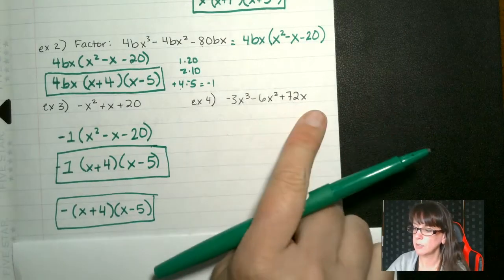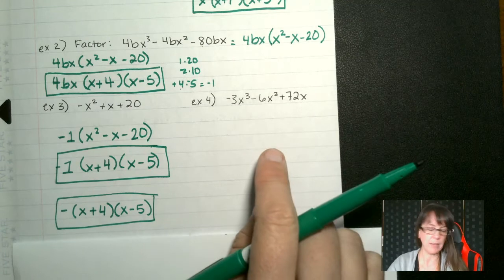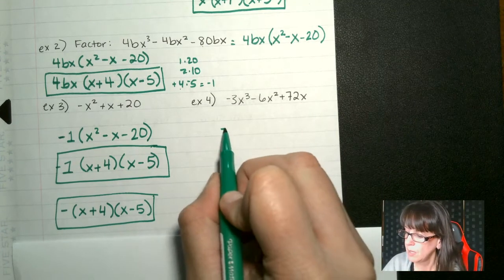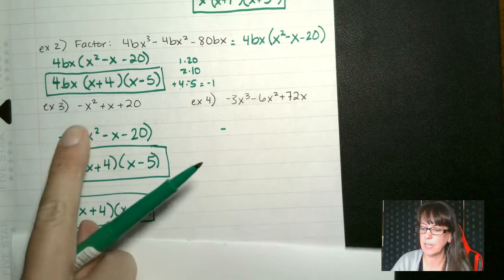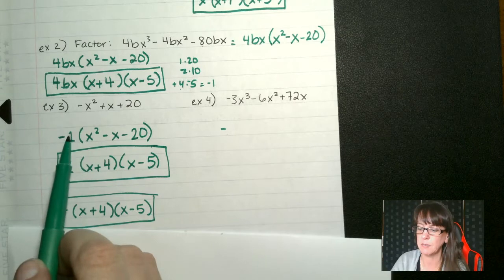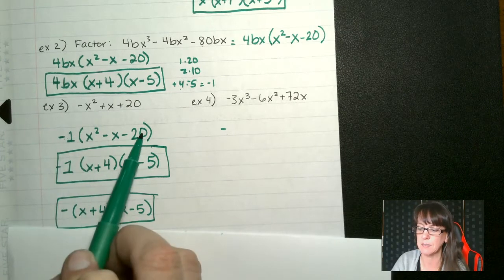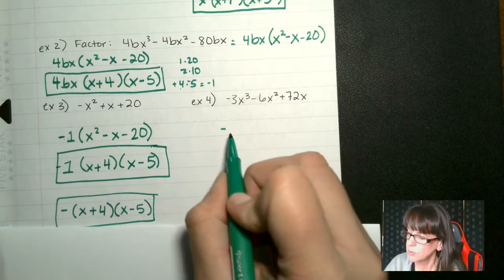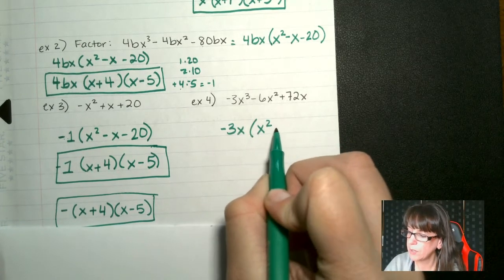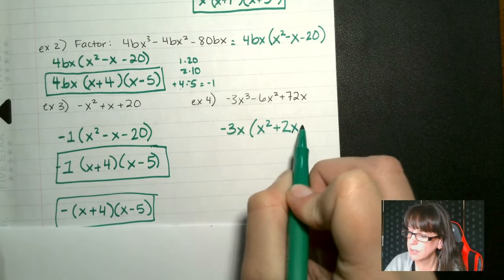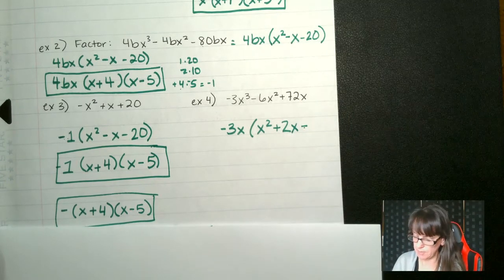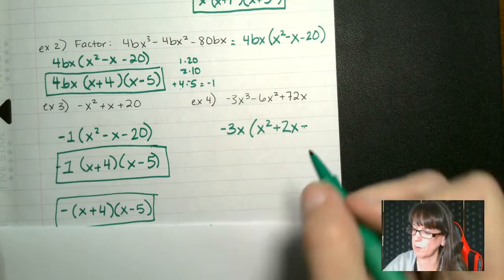All right, let's look at this one. Looks like they have an x in common, and they also have a 3 in common and a negative. Get rid of that negative. Remember I said that? Notice when I got rid of that negative, it changed all my signs. That's because if I factored a negative into here, I would get negative, to here I would get positive, and a negative to here if I distribute it back out. So negative 3x, and that leaves me with x squared plus 2x minus, because a negative times a negative would be a positive, and 72 divided by 3 is 24.